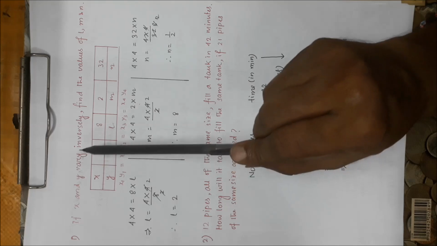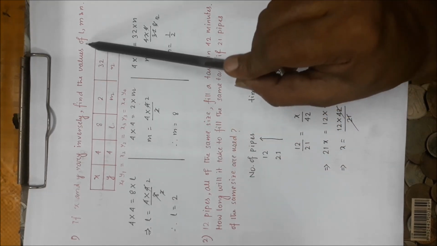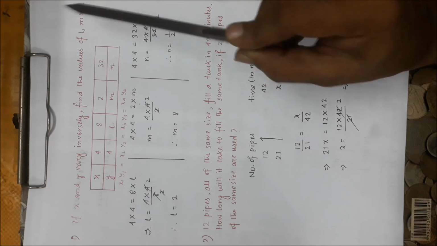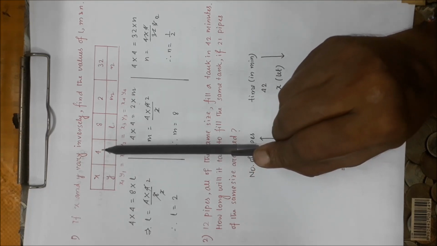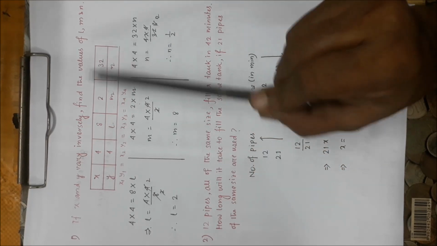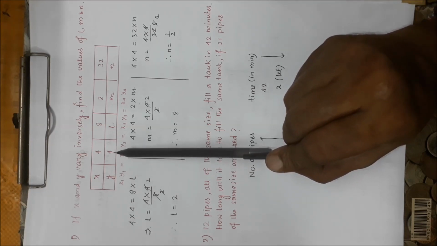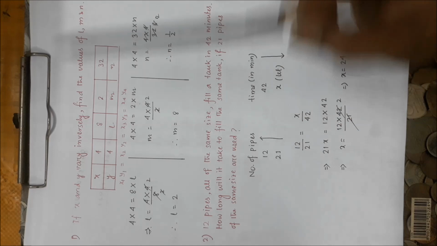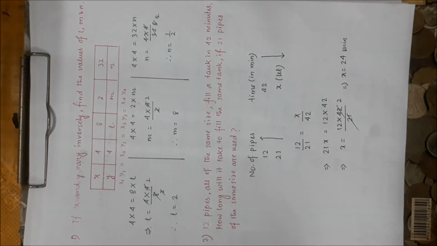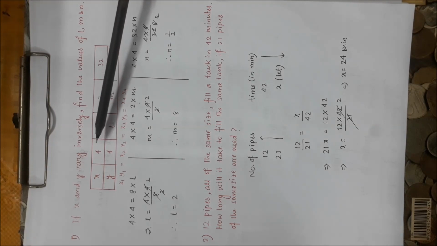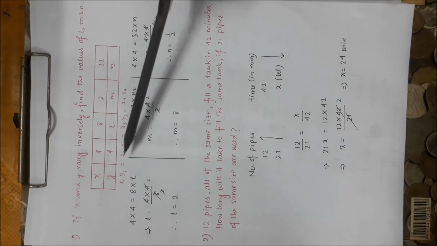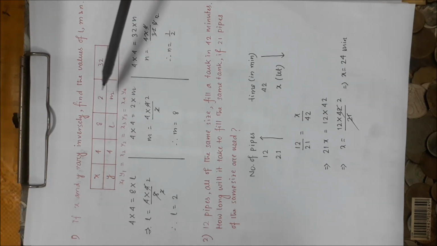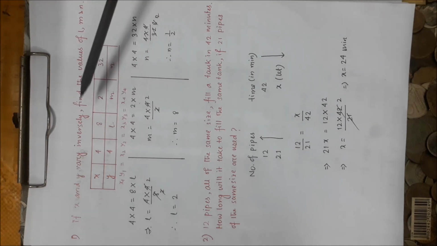If x and y vary inversely, find the values of L, M, and N. There is a table given where the values of x are 4, 8, 2, and 32, and y is given as 4, L, M, and N. If you recall the concept I explained yesterday, in case of inverse variation, the product x1 y1 equals x2 y2 equals x3 y3 equals x4 y4. So using that concept we are going to solve this problem.